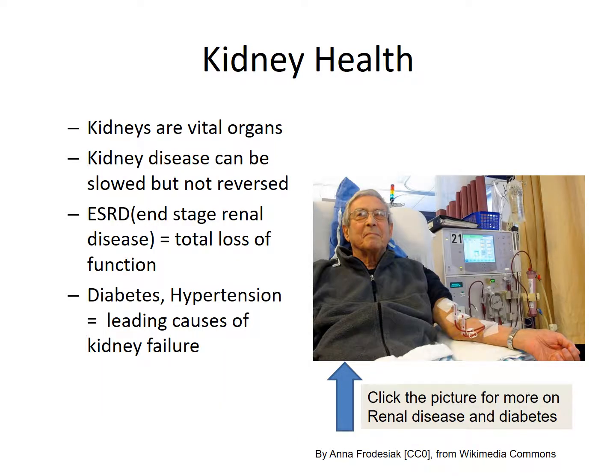The kidneys are vital organs, and kidney disease can be slowed but not reversed. Renal and urinary function can be affected by many problems. We consider the kidneys a filter for the blood, and because blood flows extensively through the kidneys, they are directly linked to every other organ system. End-stage renal disease is a total loss of renal function, or the ability of the kidneys to filter toxins from the blood. And we also need to consider that diabetes, previously discussed, and hypertension are leading causes of kidney or renal failure.